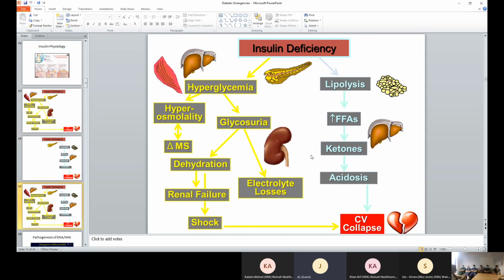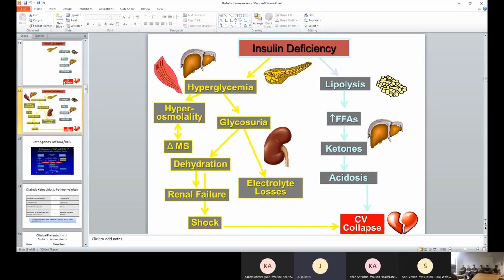So if you add the two together: on one side, significant fluid loss with electrolyte losses, and on the other, lipolysis, with the end product being ketosis and then acidosis, and then the diabetic ketoacidosis. You happy? I think that is a very simple way of explaining.